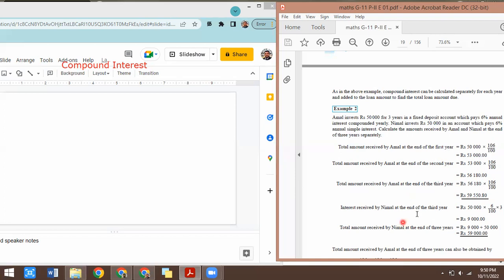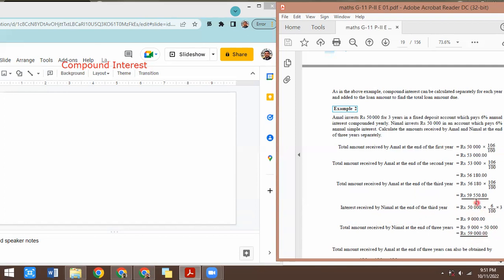Now, when it comes to Nimal, Nimal is investing in simple interest. So interest received by Nimal at the end of the third year, we can directly calculate since it is simple interest, 50,000 times 6 over 100 times 3. So that is the total interest that he receives at the end of the third year. So that amount will be added with the capital amount, which gives us 59,000.